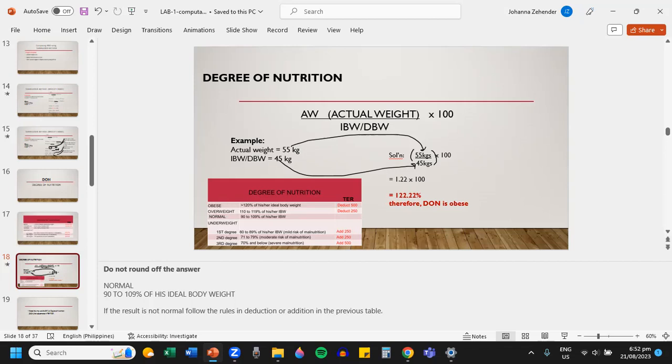and that's equal to 122.22%. Now, if you look at the degree of nutrition table, the patient's DON falls under obese. That's greater than 120%. Again, if you look at obese here, any degree of nutrition that is greater than 120% corresponds to obese. So therefore, the patient's DON is obese.